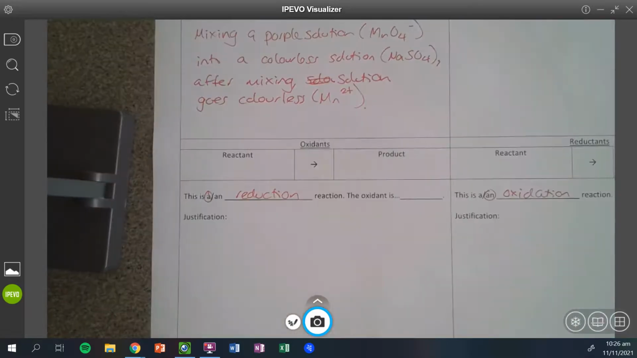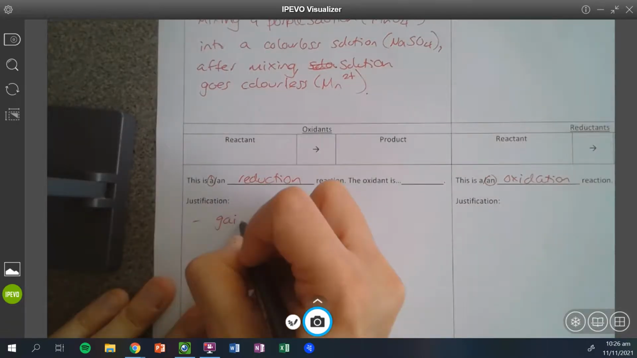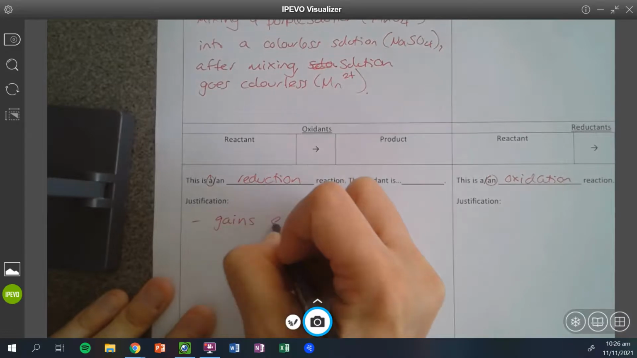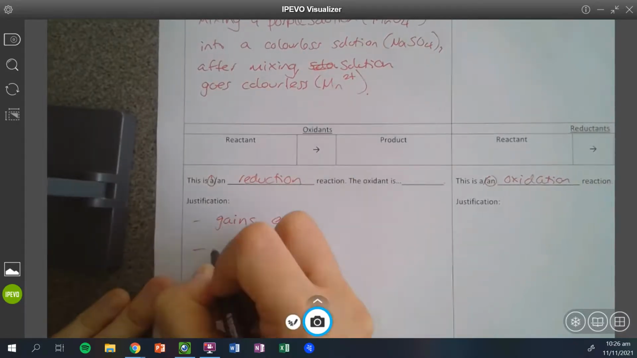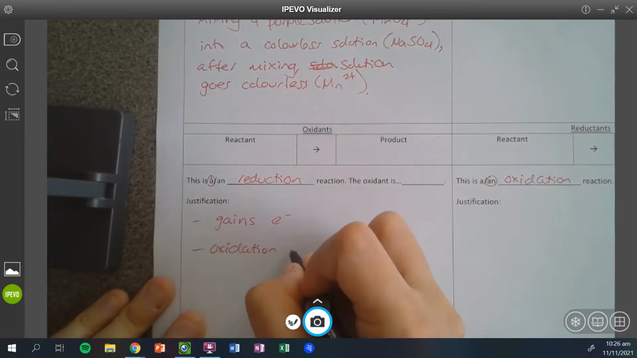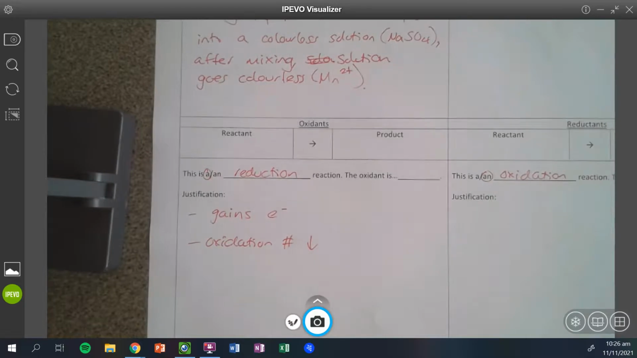Again, we don't know the reactant yet. Are we good so far? Right, other things to drop down is our vocabulary. So reduction reaction, we know it gains electrons, or we don't know how many electrons. And we also know that the oxidation number is going to decrease. Don't know by how much.